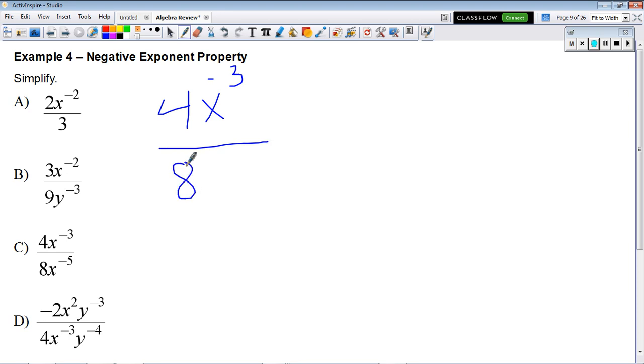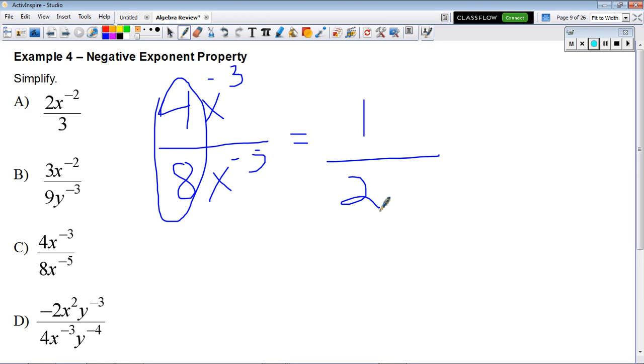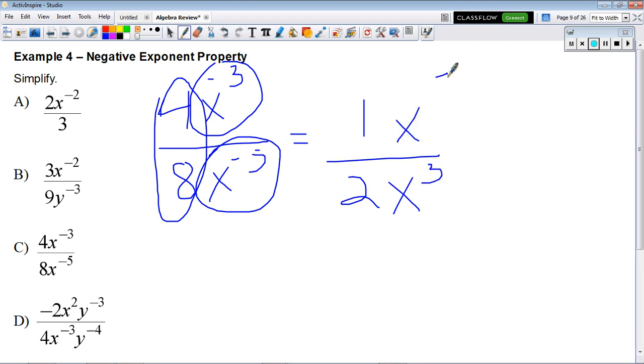Over 8x to the negative 5. So same sort of thing here. I want to reduce the coefficients first. 4 over 8, that reduces to 1/2. And then I'm going to take each of these and flip them, because they're both to a negative power. I'm going to flip them to the other side of the fraction. So it ends up looking like this.